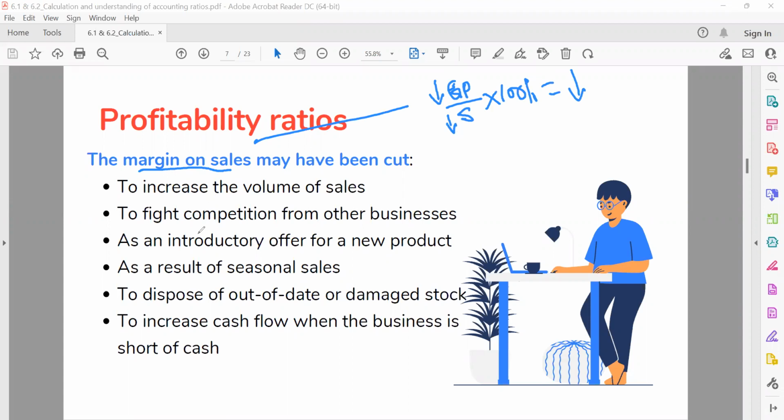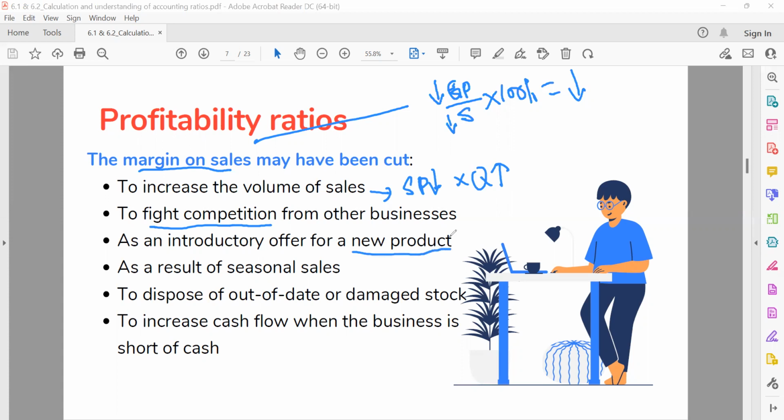Okay, now next, to increase the volume of sales, we reduce the selling price. Even though the quantity increases, sometimes the selling price decreases by a larger percentage than the quantity increase, so therefore the margin will decrease. To fight competition from other businesses, sometimes there is more competition and we have no choice but to reduce the selling price. And an introduction offer for a new product.